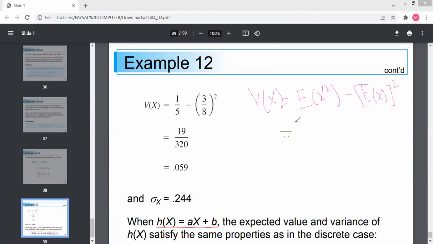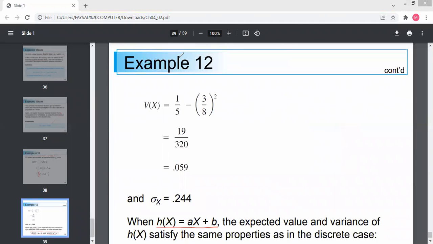So it will be E(X) whole square, value 1 upon 5 that I find. Now the value of E(X) is given, so it will be (3 upon 8) square. So it will be 1 upon 5 minus 9 upon 8 square, which is 64. After the LCM, it will be 19 upon 320. So 19 upon 320 is 0.059. Okay, so this is how we find the value of V(X).